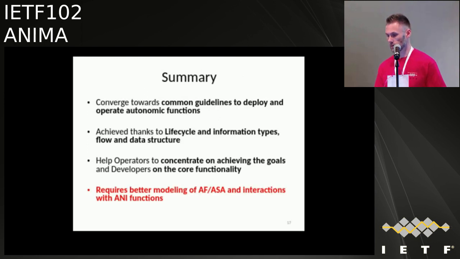Next slide, please. In summary, what we propose is to discuss and specify a set of common guidelines on how to deploy and operate autonomic functions. To achieve that, we want to specify a life cycle and the different elements, information types, information flow, and data structure that are necessary to support this life cycle. The idea is to help the operator concentrate on achieving the goals of the autonomic functions and not on all the mechanics of deploying and operating them. Of course, this is also aligned with the work of Brian on ASA guidelines, about how to design and specify the ASA themselves. So we need both the life cycle, and also the interfaces and descriptors for the autonomic function, or ASA, to be better specified.